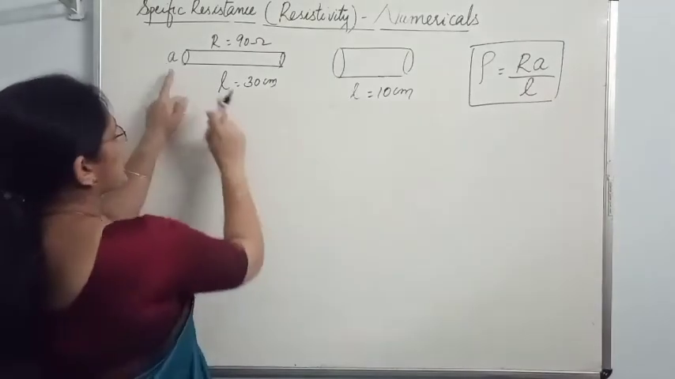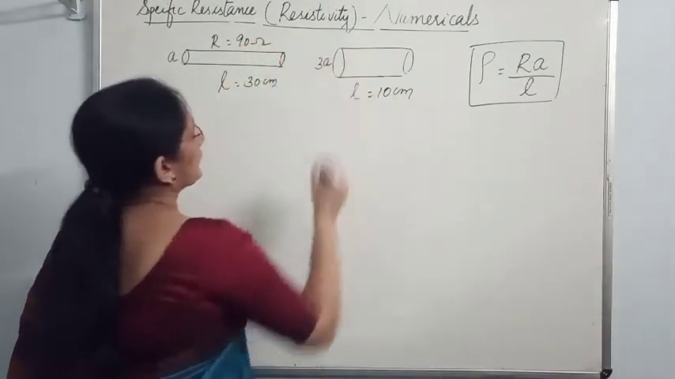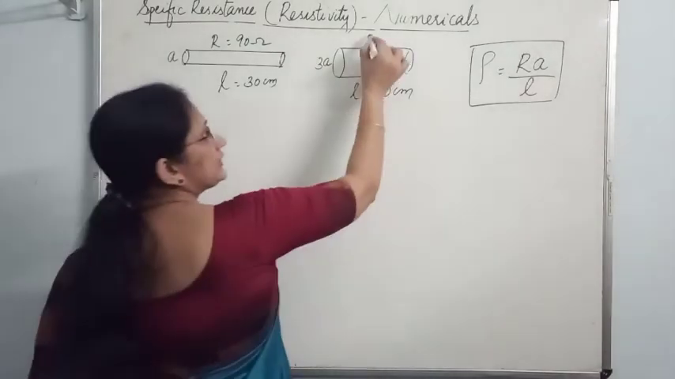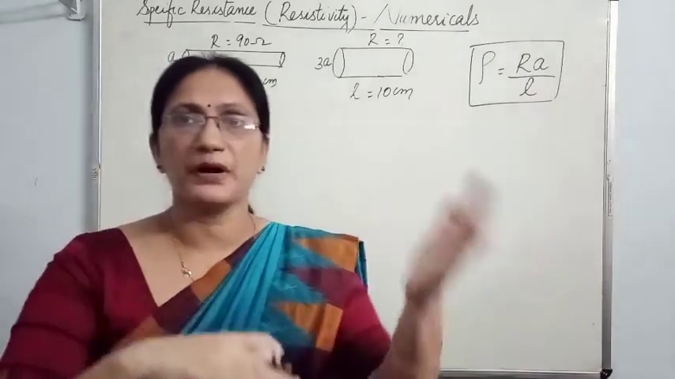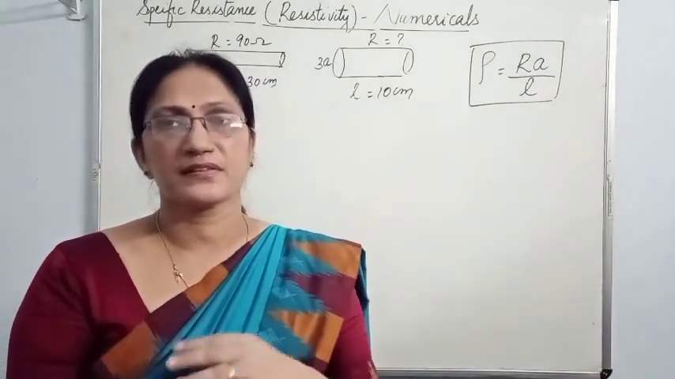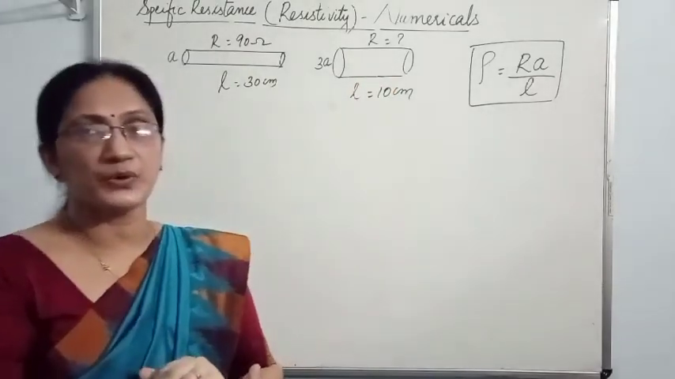And area of cross section, if it was A, now it is 3A. And you are asked to find out what is the resistance of the wire now. A wire is tripled on itself. Its resistance was 90 ohm. Now, what is the new resistance?